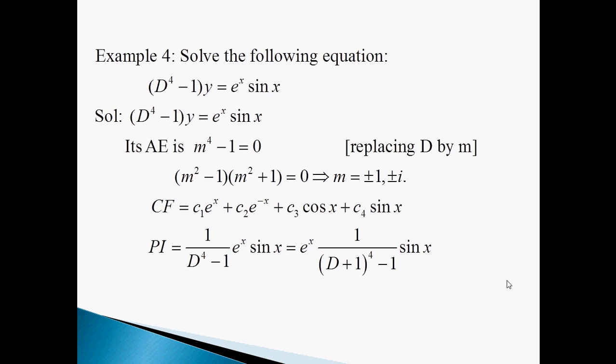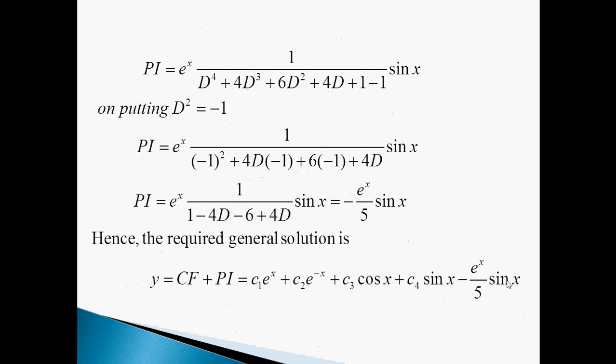So the complementary function is equal to c1 e to the power x plus c2 e to the power minus x plus, using the complex formula, c3 cos x plus c4 sin x. Now the particular integral is equal to 1 upon (D to the power 4 minus 1) e to the power x sin x. As per the formula, e to the power x will be separate and the coefficient of x in e to the power x is 1. So we add 1 to D, and we get 1 upon ((D plus 1) to the power 4 minus 1) sin x.